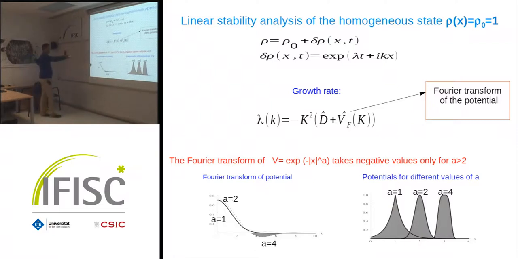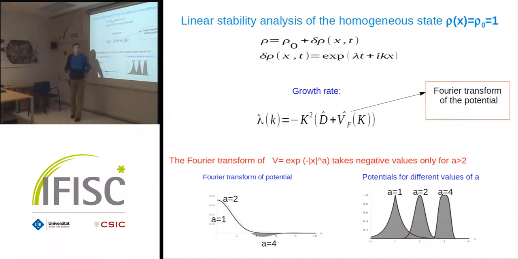In particular, for this type of functions, like the generalized Gaussian functions, if we want the growth rate to be positive, then the Fourier transform has to be negative, at least for some values. And when do you obtain that? For instance, if A is 2, this is the Gaussian potential. The Gaussian is always positive, and the Fourier transform of the Gaussian is a Gaussian, which is always positive. You won't obtain patterns with the Gaussian, and then lambda will always be negative.